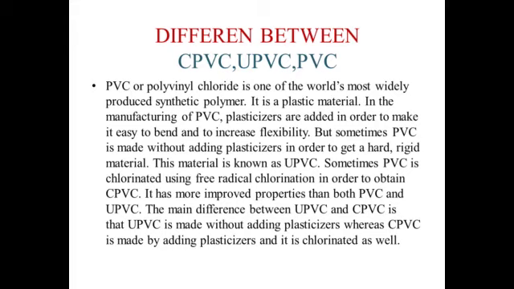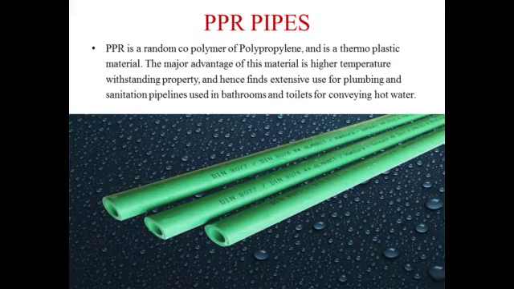The main difference between UPVC and CPVC is that UPVC is made without adding plasticizers, whereas CPVC is made by adding plasticizers, and it is chlorinated as well. That is the reason CPVC is mainly used for drinking purposes, so that it is chlorinated and it does not release any harmful chemicals into the water.